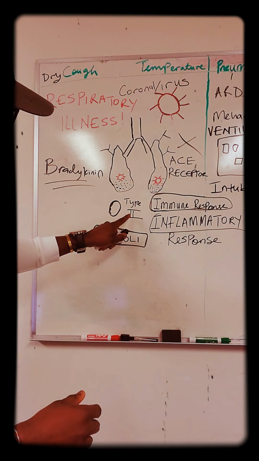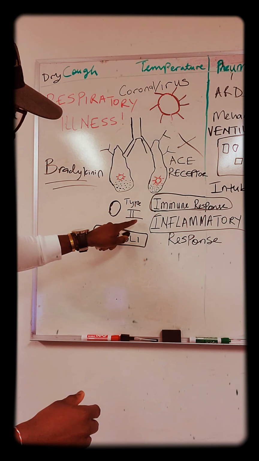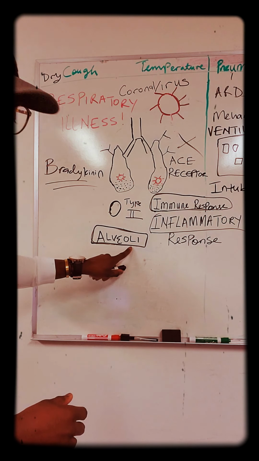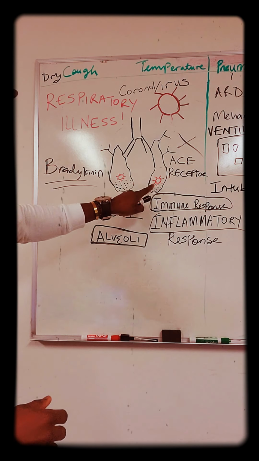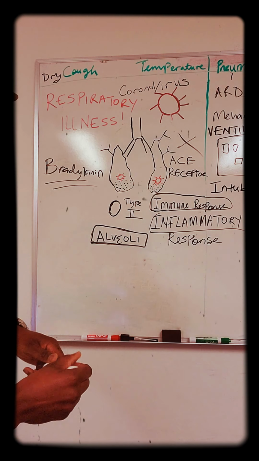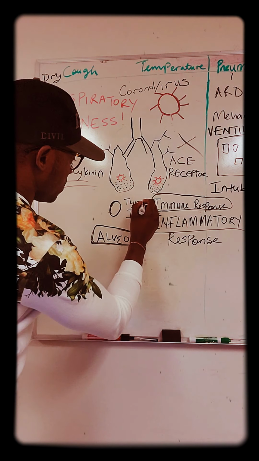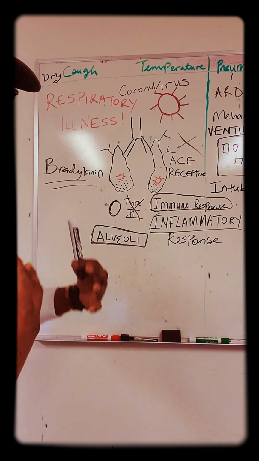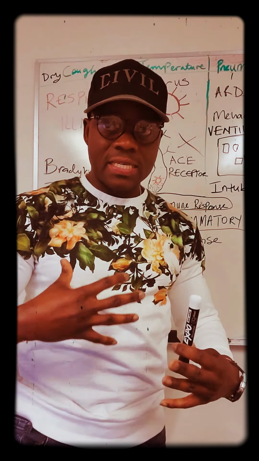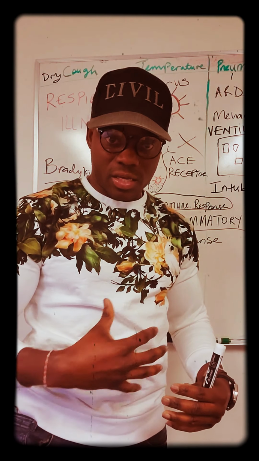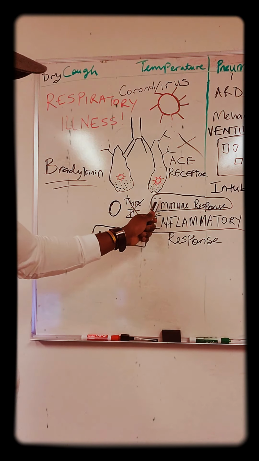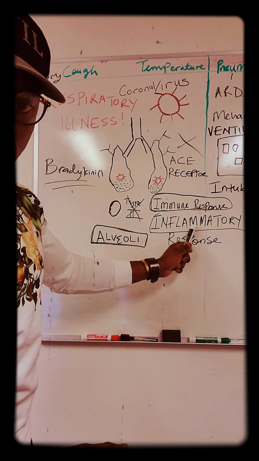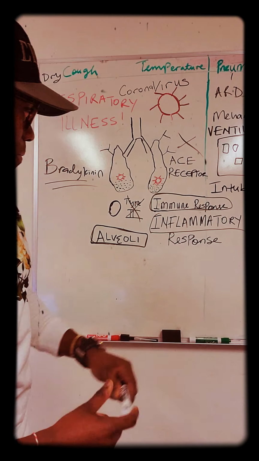Once this virus attacks our type 2 cell in our air pockets, also called the alveoli, we have a bunch of them. When it attacks that, it kills the type 2 cell. Once the body senses that something died in our body, there's an immune response. With the immune response comes inflammation. Inflammatory response follows that.